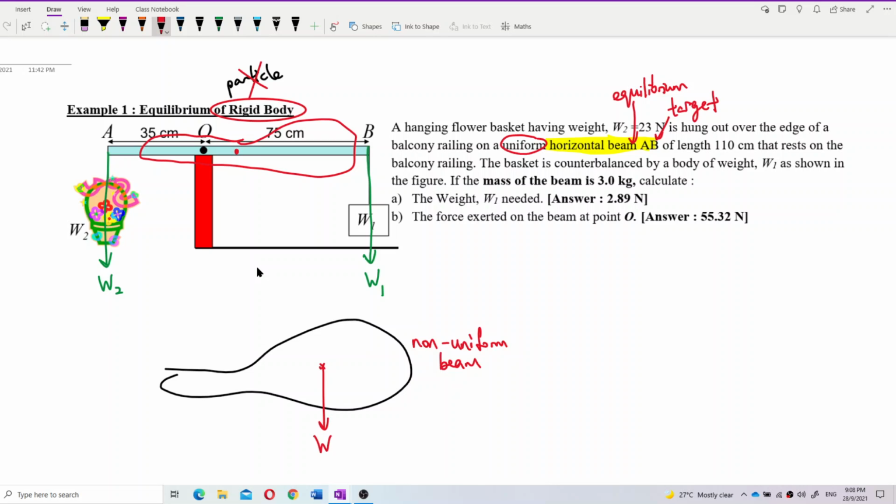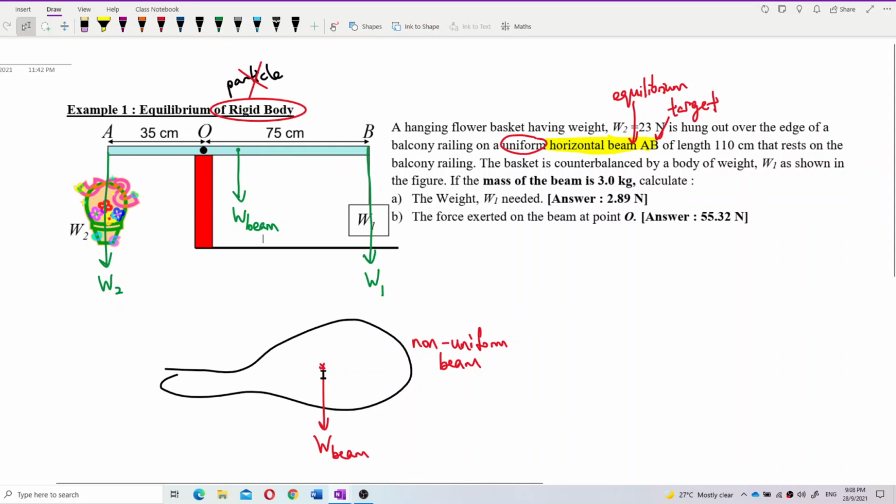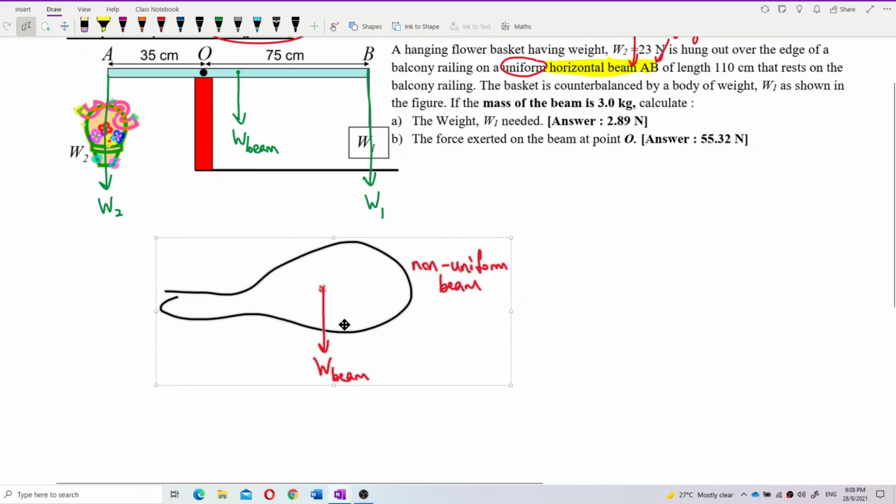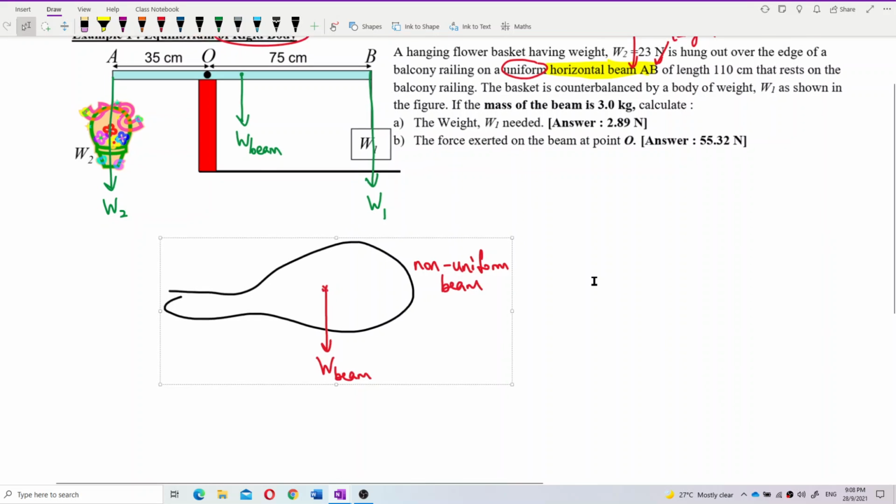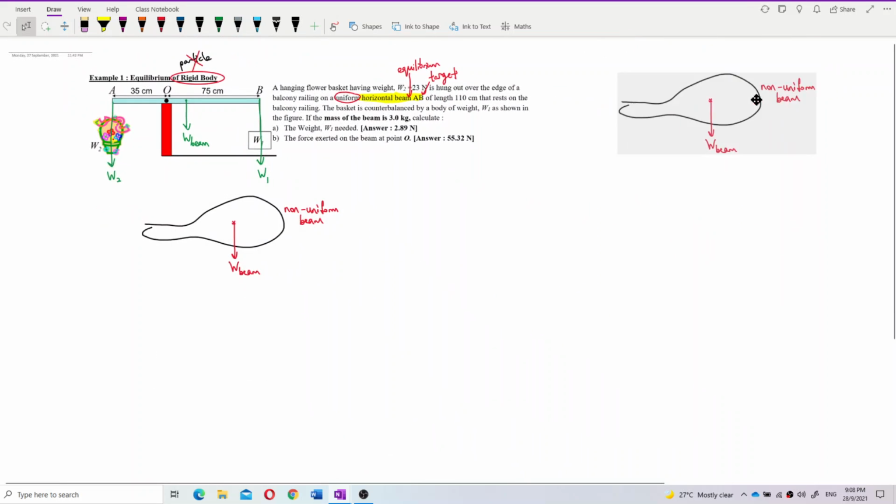This here got the weight of the beam. Understand or not? But for a uniform beam, then the center of mass must be at the center. So we draw at the center. This is the weight of the beam. Okay, at the center. This one is off center, not at the center. Okay, put this somewhere else. Group this and put this somewhere else. Right.